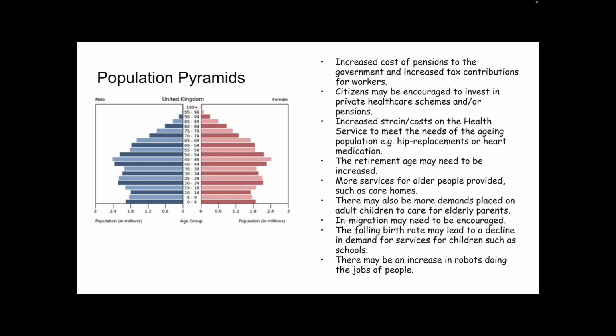We might also need to encourage migration into the country, so in-migration, in order to fill some job vacancies and to try and help meet the needs of everybody. And the birth rate falling might lead to a decrease in the demand for a lot of our young children's services, such as schools and maternity wards. And if we don't have the birth rate to provide a working population, we might have an increase in robots doing the jobs that people used to do.